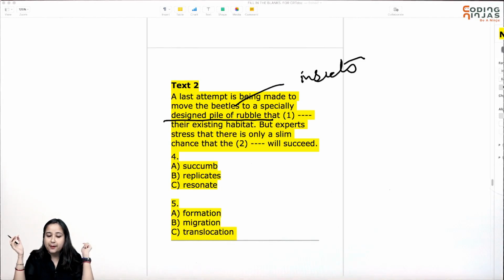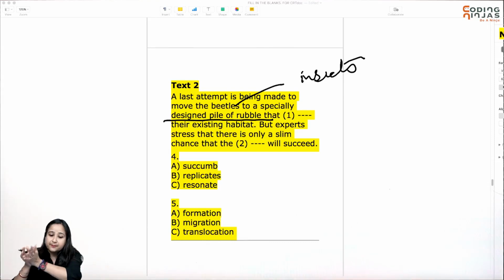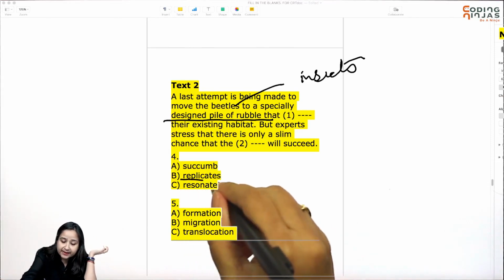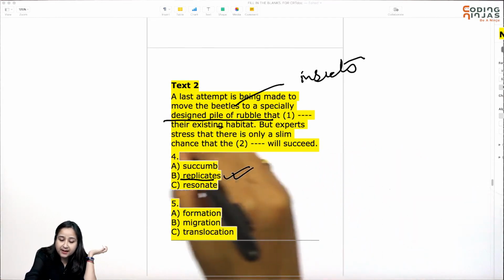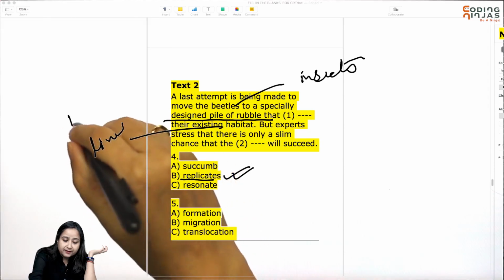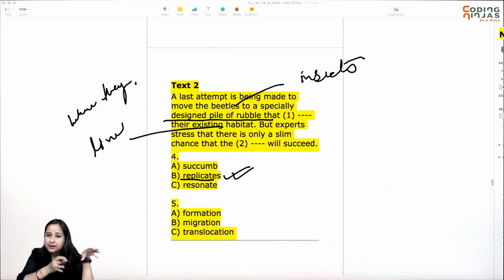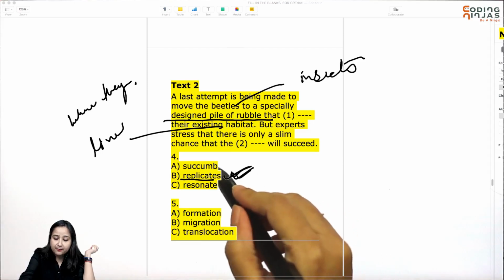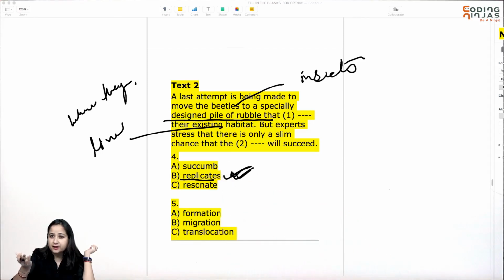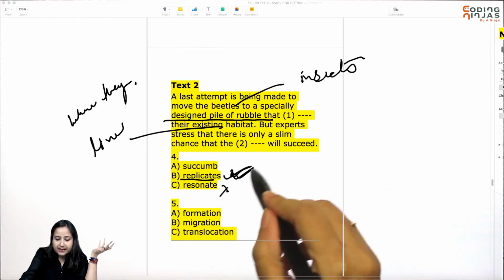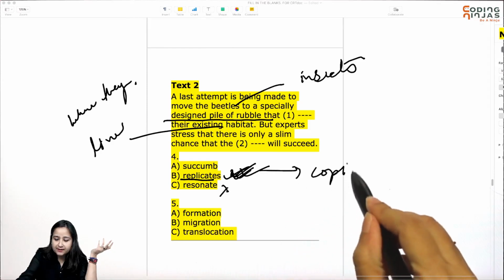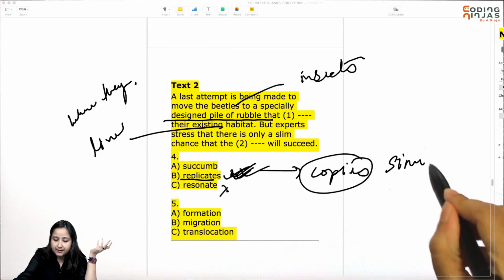dash their existing habitats. Now they are moving the beetles to some similar habitats. Similar is replicates. So replicates their habitat. Habitat is where they live. Right. So the beetles are being removed from one place to another, which is similar to their habitat. So replicates. Succumb means fall to an injury. Here it's not talking about falling to a disease or injury. Resonate is something which you are comfortable with, something which echoes with you, does not make sense here. So replicates, copies their habitat, similar. So it is similar to their habitat.